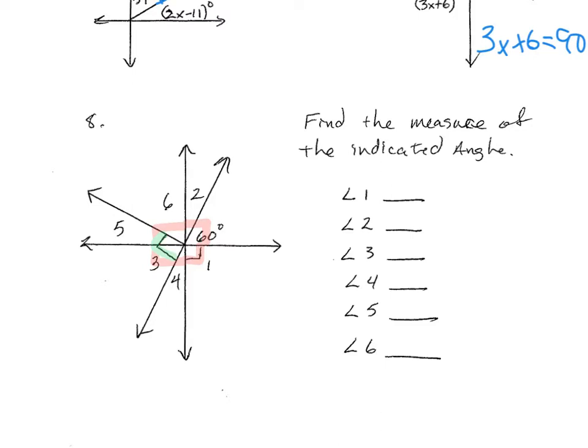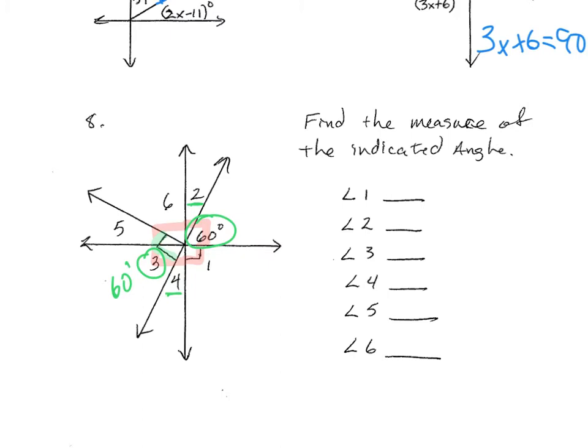Another thing I want to clue you in about is notice that this angle 6 and this angle 3 are vertical and they're back to back, which means they're equal. So anytime you have angles that are back to back, they're equal. Once you figure out 2, you're going to know 4 because they're back to back.